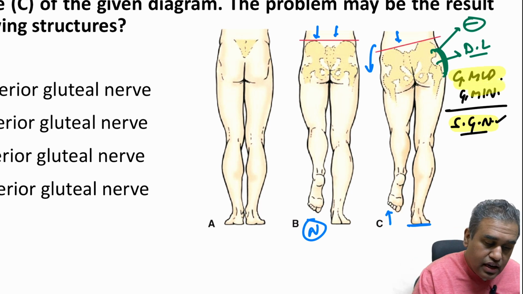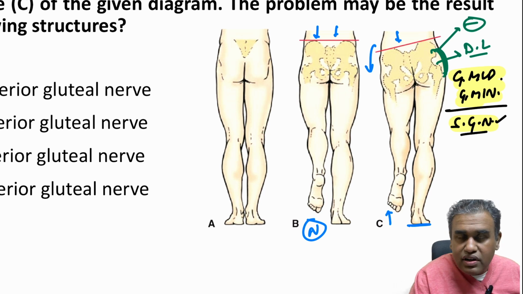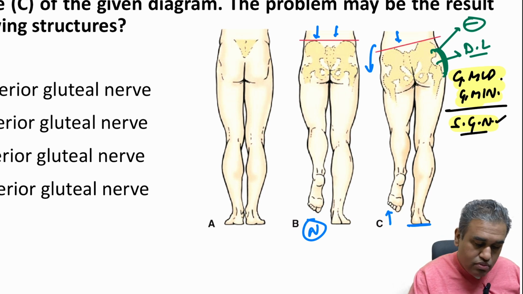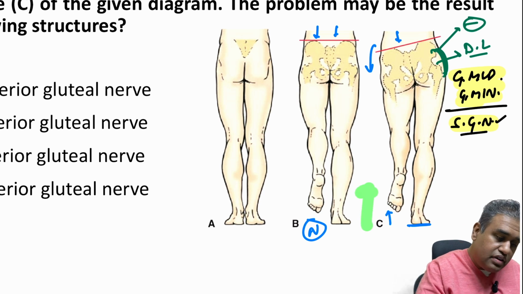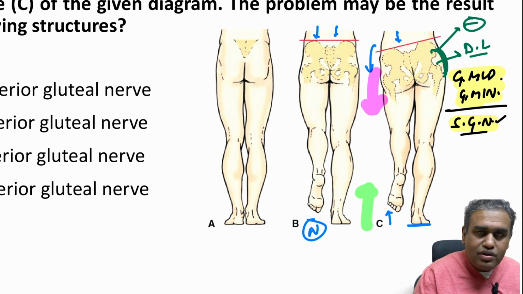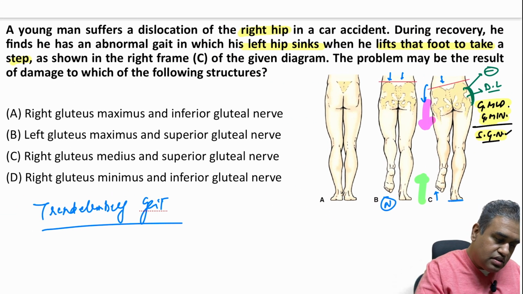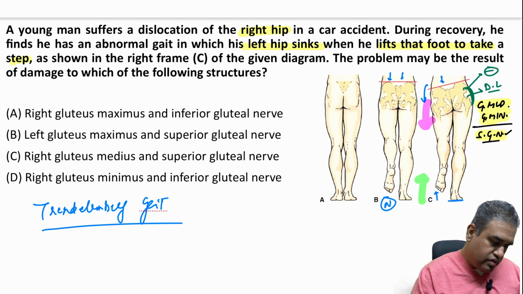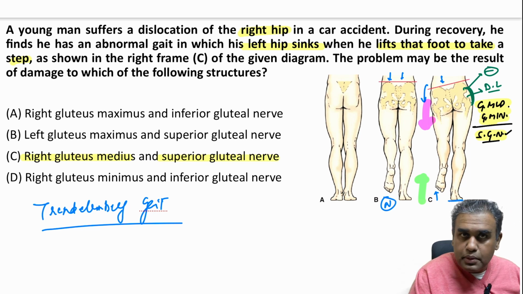The muscles paralyzed are on the right side, but as the right abductors are not able to function properly, the moment the patient takes the left foot off the ground, the left side pelvis goes down. So it is the normal side pelvis that goes down. The problem is where? The problem is on the right side. So we look at the options over here: right, left, right gluteus maximus, no, left, no. Answer is option number C, right medius and superior gluteal nerve.